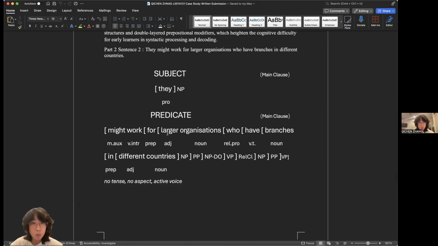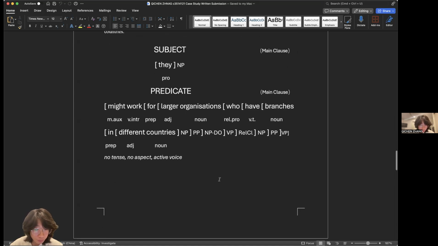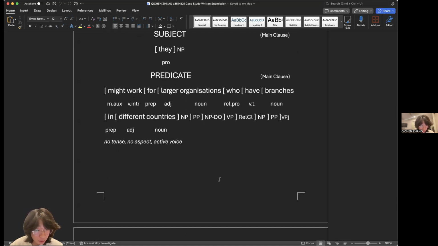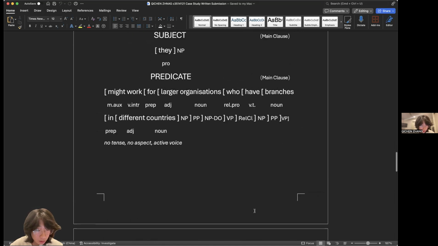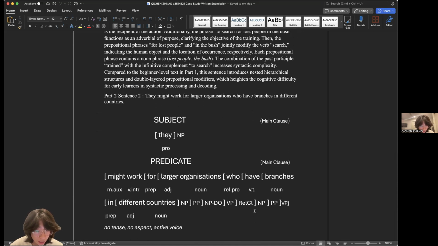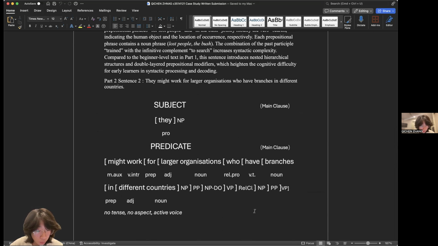Sentence 2 is They might work for larger organizations who have branches in different countries. This sentence has two clauses, one of which is the main clause, and the other one is a relative clause. In this case, the relative pronoun who introduces a subordinate clause, who have branches in different countries, which acts in the place of the noun organizations. This is a limiting provision of the information structure.